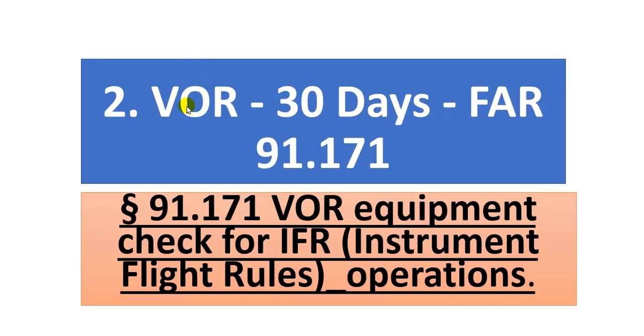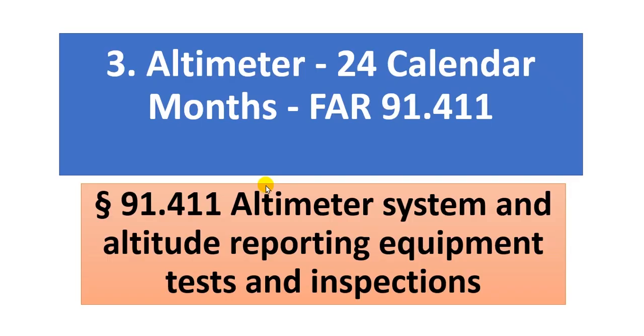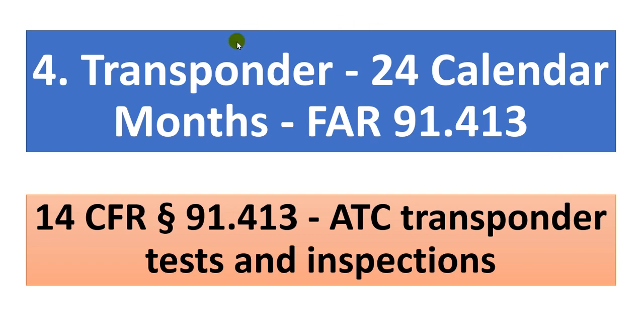This is VOR, 30 days. So you filter and search for VOR in the task description, and this is the reference. IFR means instrument flight rules operation. This is the VOR. The altimeter here, 24 calendar months, and this is its reference. It needs RII inspection. This is the photo. Transponder, 24 calendar months, and this is also a reference.